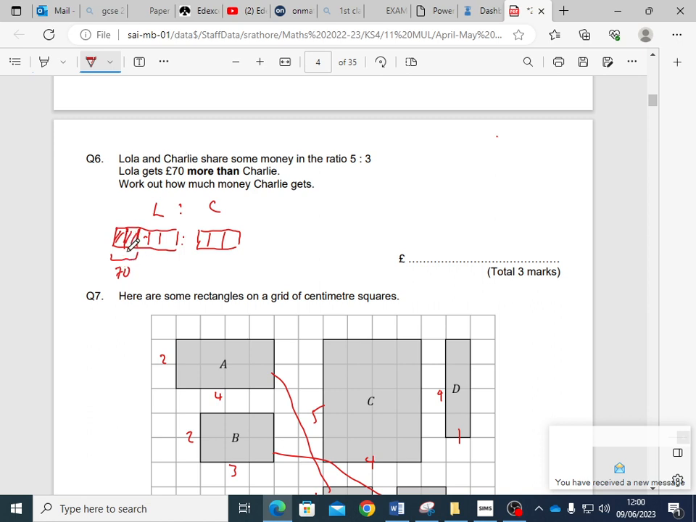Now that means each part is worth £35. So 35 plus 35 will give me 70. So each of these parts are worth 35, and Charlie's got 3 of those, so each part is worth 35, and 3 times 35 will give me £105. Okay, so that's question 6, trying to link that up.